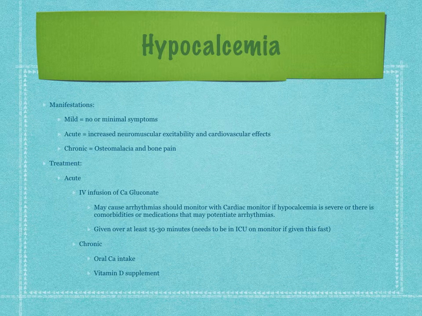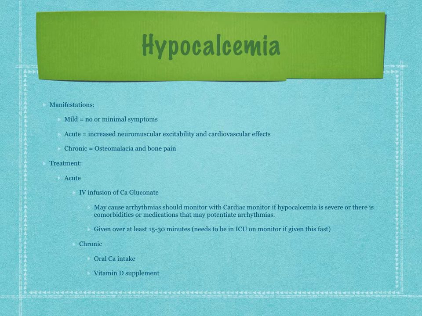The manifestations of hypocalcemia, if it's mild, there may be no symptoms at all or just minimal symptoms. With acute, we have increased neuromuscular excitability and cardiovascular effects. In other words, the heart is having arrhythmias because the electrical activity is firing too much. With chronic, we may have osteomalacia and bone pain.